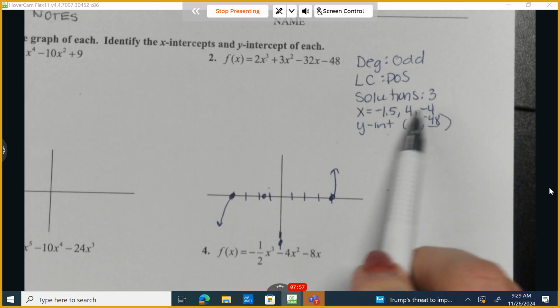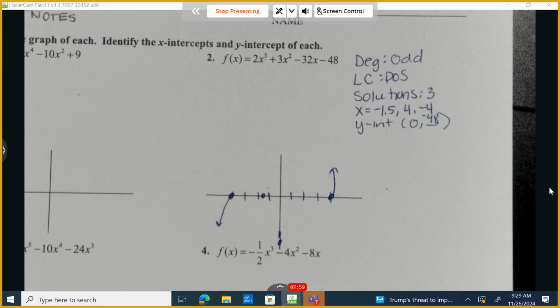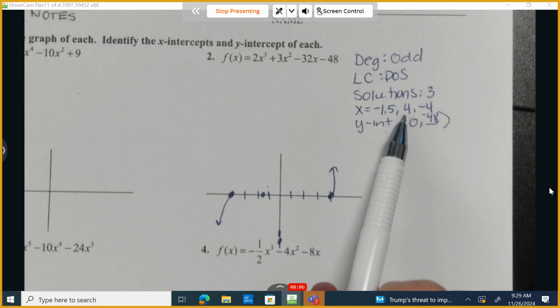How many times do we have a solution of negative 1.5? One time. So it's just going to cut straight through. It's going to slash through the x-axis. How many times do we have a solution of 4? One time. So it's just going to cut through.